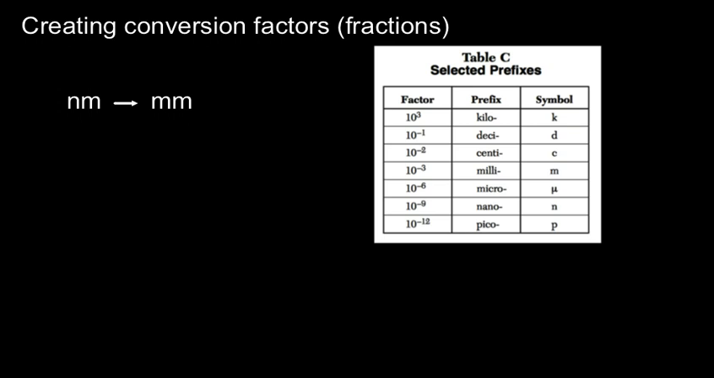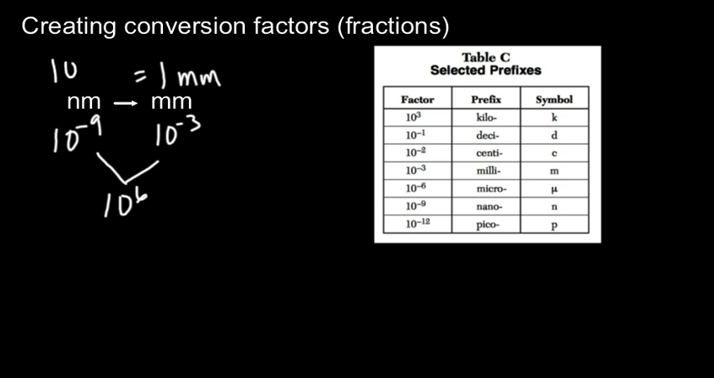Let's do another one here. Nanometers to millimeters. Nanometers is 10 to the negative 9th. Milli is 10 to the negative 3. So the difference is 10 to the 6th. Milli is the larger of the two units, so 1 millimeter is equal to 10 to the 6th nanometers.